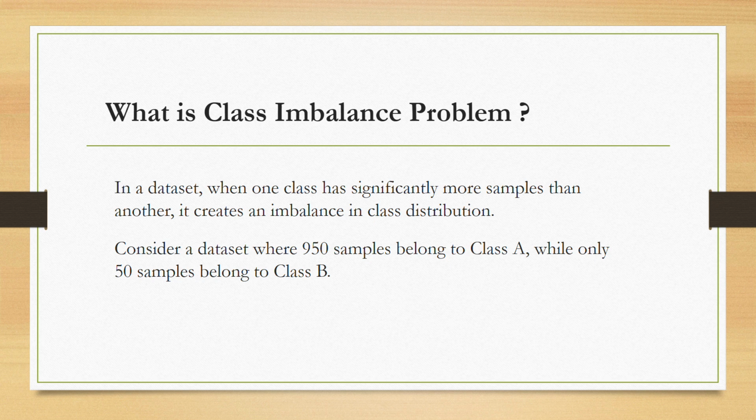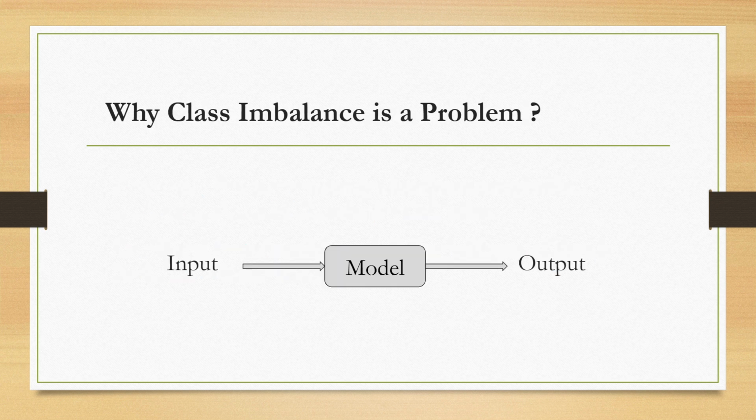Okay, when there is a class imbalance in the data set, why do we call it a problem? Why is class imbalance a problem? The reason is that when we are designing a model for some classification task, some class prediction task, the model learns more information from the majority class. By majority class, we mean the class which has more number of samples.